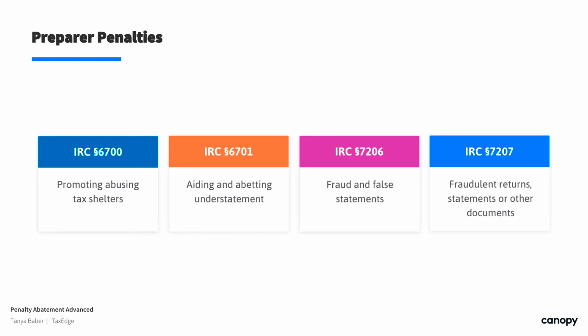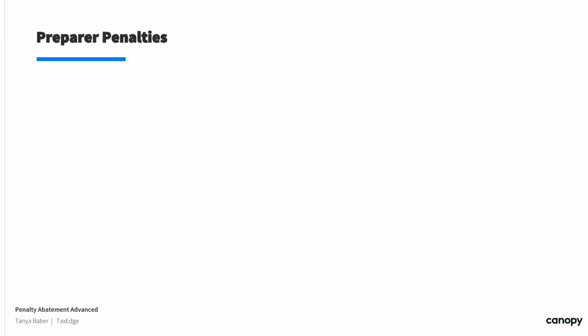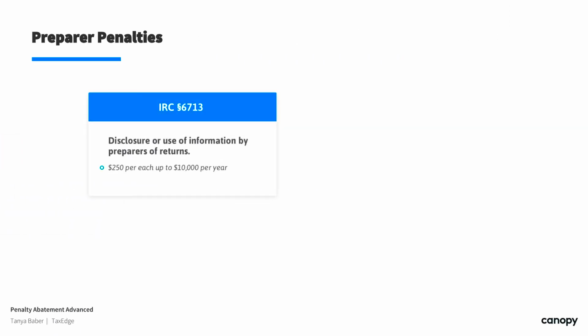And this, again, isn't saying that you should have any direct worry. It's just making sure they're on your radar. If you disclose or use information by a preparer of a return, this is kind of an interesting one to me, because if you use information, I mean, that could be as innocent as, what kind of information is on a return? But if you don't have permission to use that information, I think there is some open discussion on that in our industry, but they have that set up as a penalty, $250 per each occurrence, and it can be up to $10,000 per year.